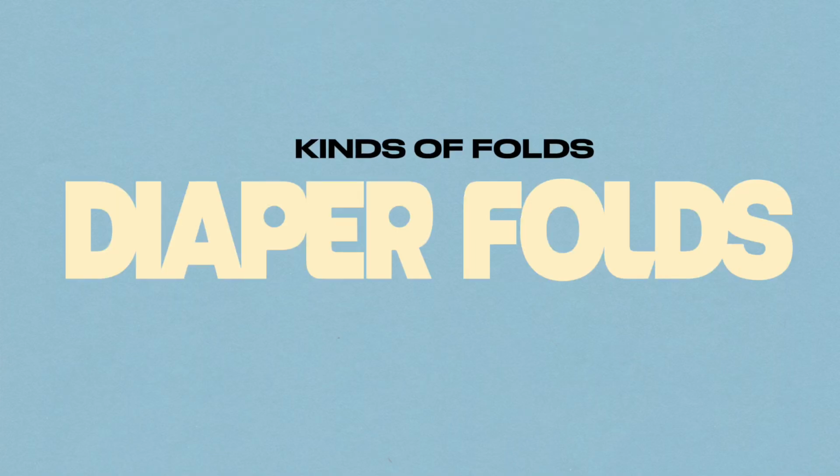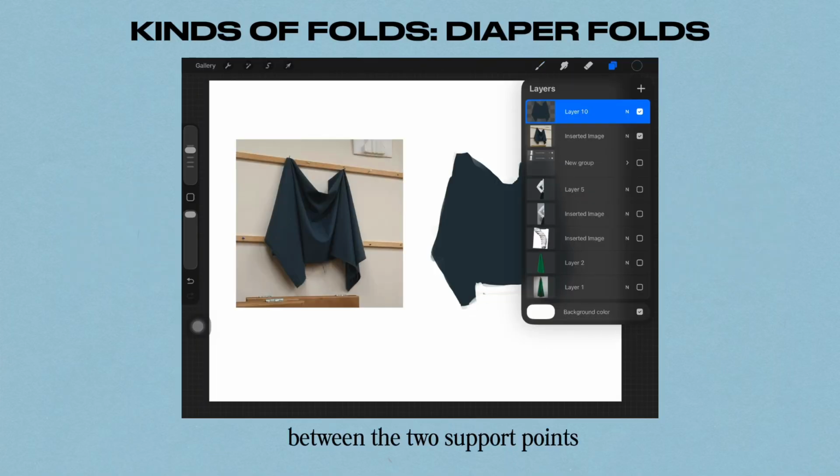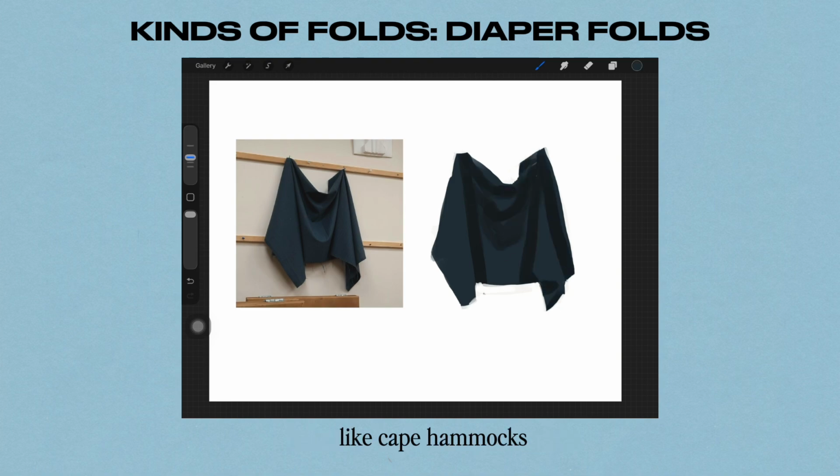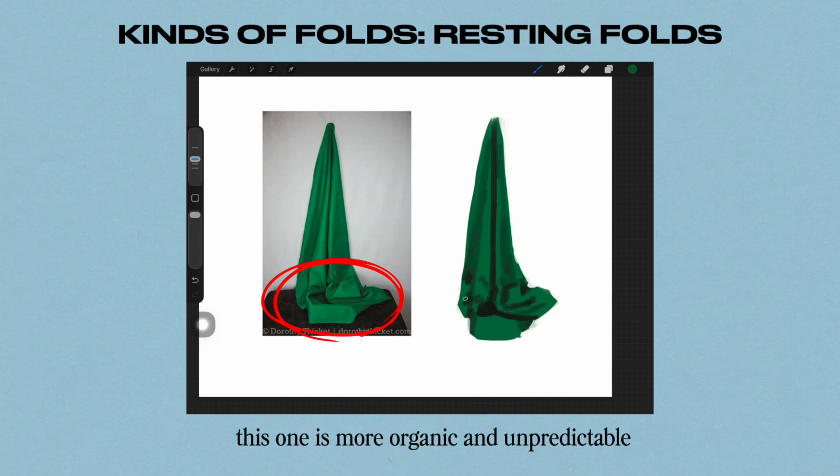Number 6, there's diaper folds. When the fabric is hanging between 2 support points, like capes, hammocks, or drapery, it forms kind of like a diaper look. And the last one is the resting folds. This one is more organic and unpredictable, like blankets and clothing piles laying on the floor.